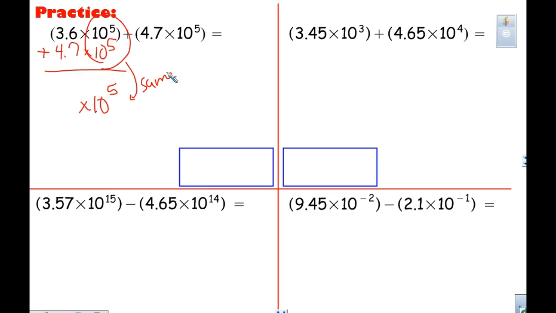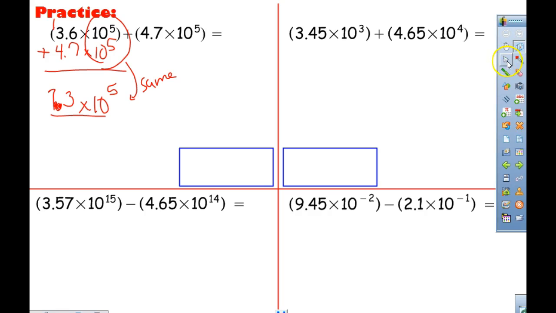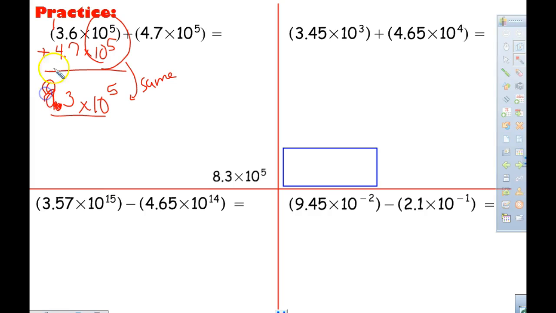So when we start to do that addition, we are going to have 7 plus 3 gives us 13. We carry the 1, 4 plus 3, 7.3 times 10 to the 5th. This is in scientific notation, so we are done with the problem at this point. Yes? 8.3. Not 7. Thank you. 8.3. 4 plus 3 plus the 1.